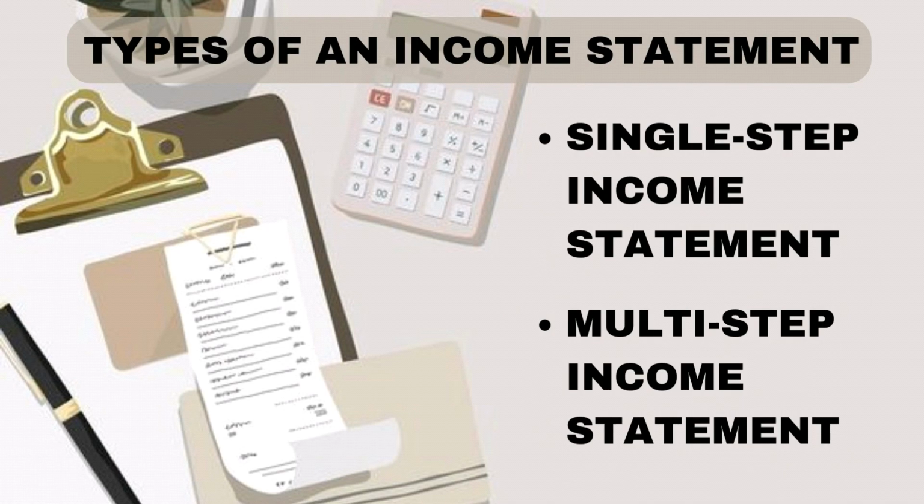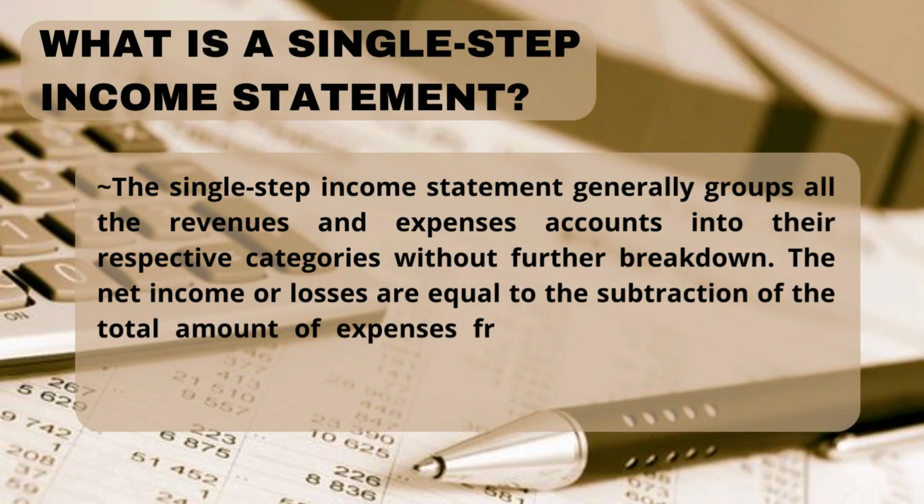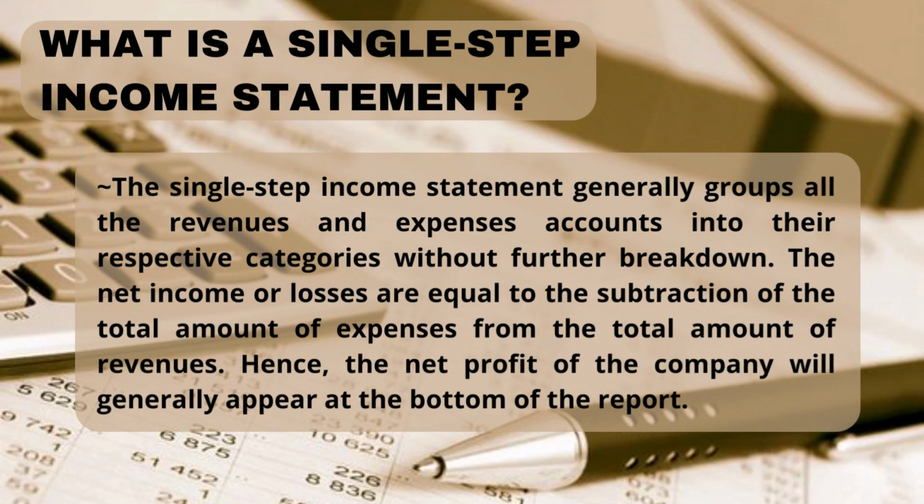Well, there are two reporting options when preparing an income statement, and these two are single-step and multi-step income statement. But first, we will talk about the single-step income statement. So, what is a single-step income statement? The single-step income statement generally groups all the revenues and expenses accounts into their respective categories without further breakdown. The net income or loss is equal to the subtraction of the total amount of expenses from the total amount of revenues. Hence, the net profit of the company will generally appear at the bottom of the report.